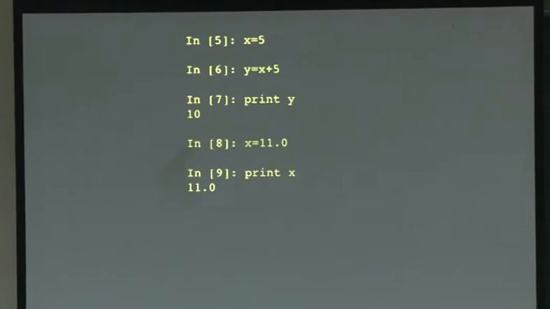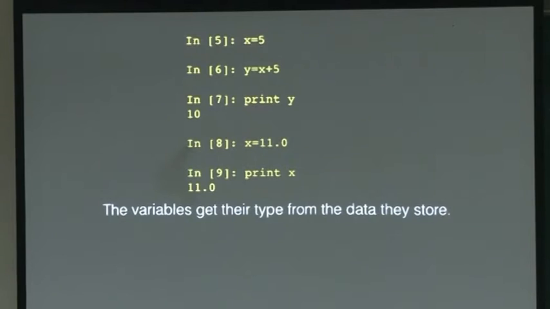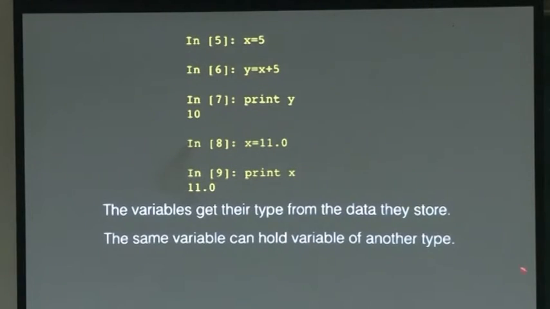Now a few key points which you need to know. The variables get the data type. Every variable has a data type like float, integer or string from the data they store. It is not strict typing in Python. Notice one more thing, what is the type of x here? Integer, and here it is float. So I changed the type of x, it has become float. It could also become an array. C will not allow this, but Python will happily do this. The same variable can hold data of another type, like the example given here.